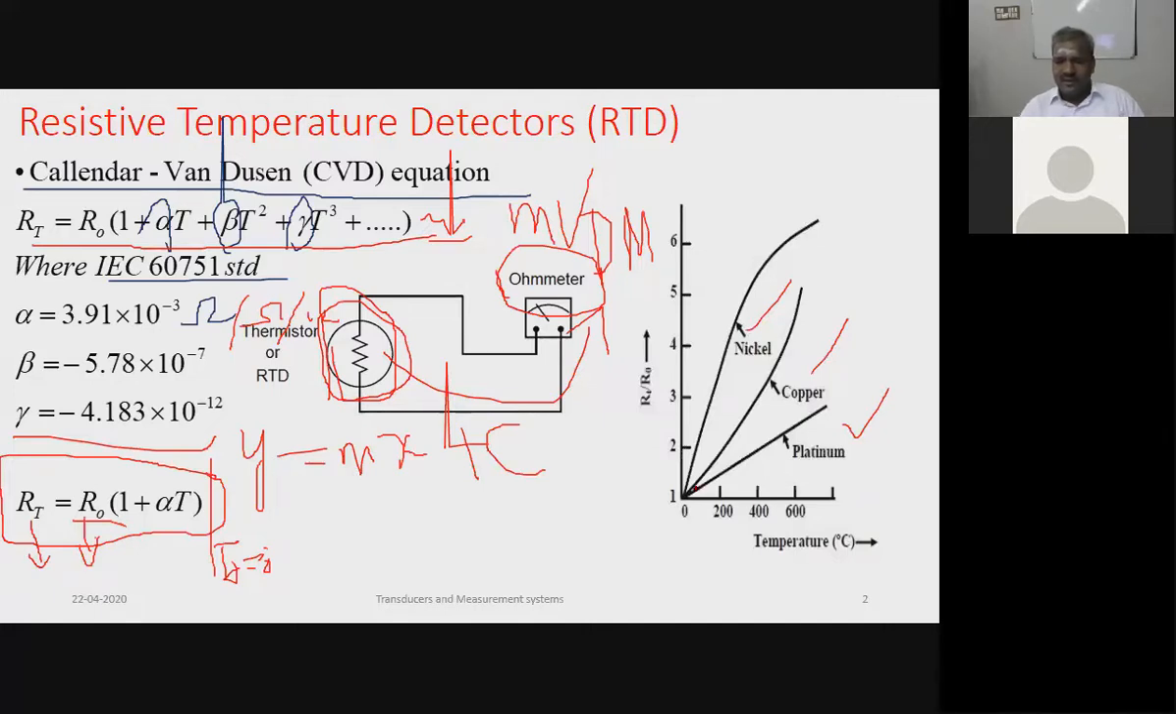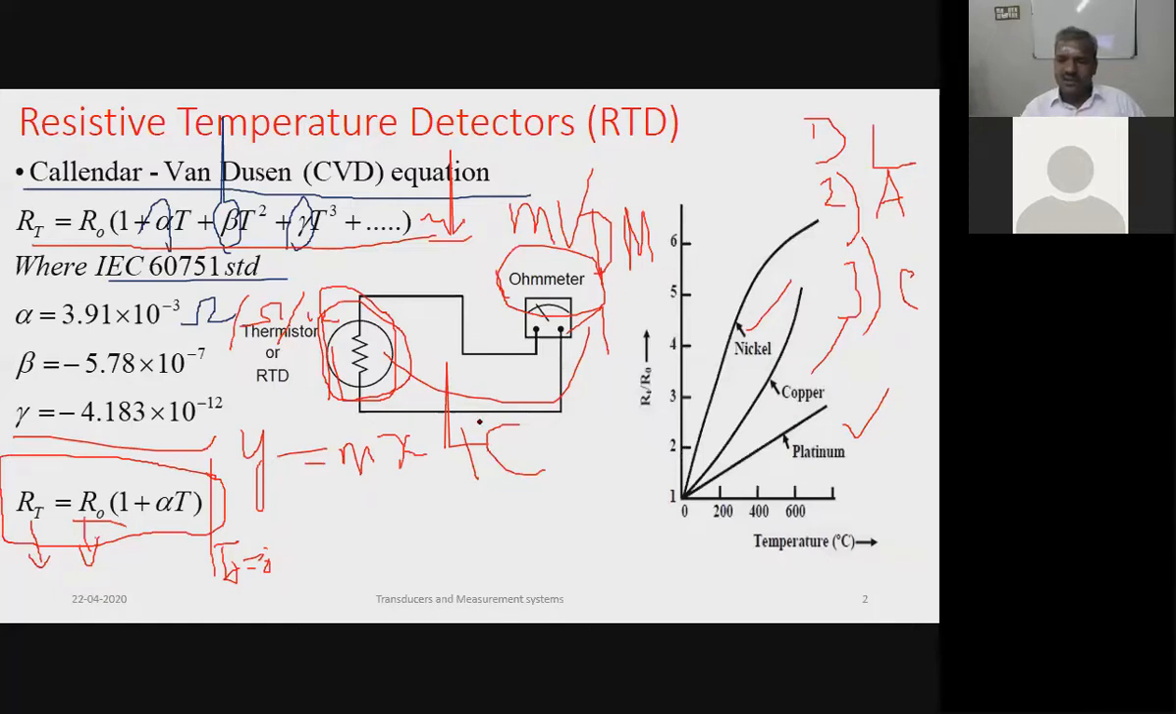So while selecting the material for this, the first thing we have to consider is linearity. Okay, linearity. Second one is accuracy. Third one is cost. So we have to make a balance between cost, accuracy, and linearity. If we require more accuracy, you go for some other type. If you want more linearity, you go for some other sensor. If you go for low cost, you go for some other sensor.